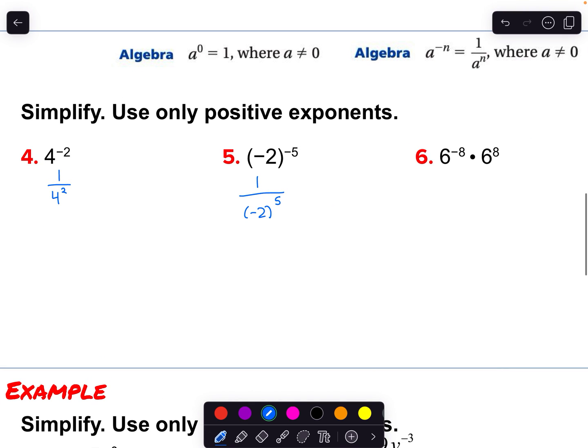And then number 6 here, if you have 6 to the negative 8th times 6 to the 8th, that's 6 to the negative 8 plus 8. That would be 6 to the 0. That would be 1, because we get something to the 0. So we get down to there.